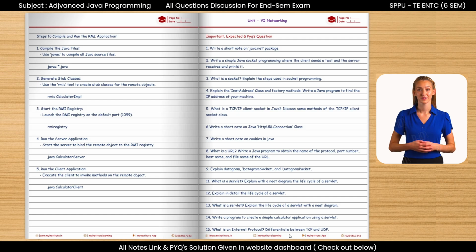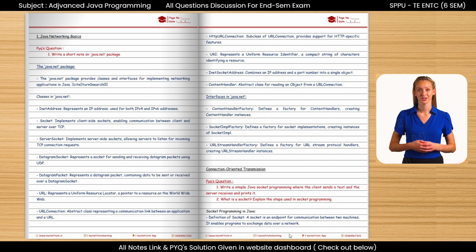Let's start with the Java .net package. This package in Java provides a collection of classes and interfaces for networking operations. It allows Java applications to communicate over the Internet using protocols like Transmission Control Protocol and User Datagram Protocol. It includes classes for working with URLs, sockets, and network connections.